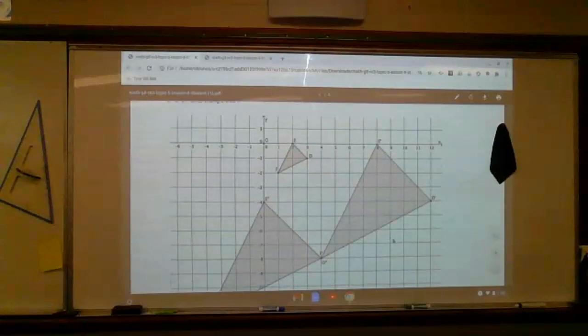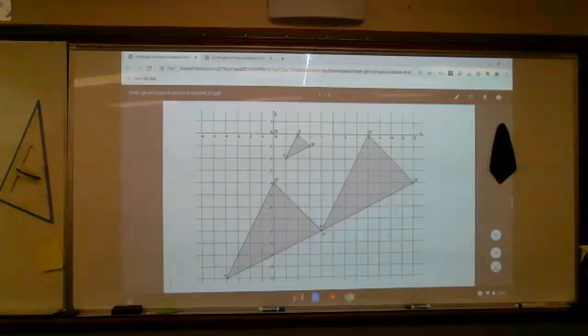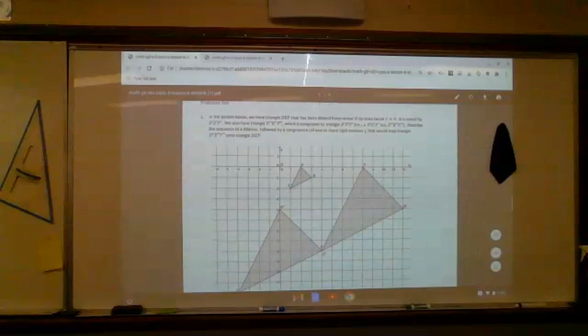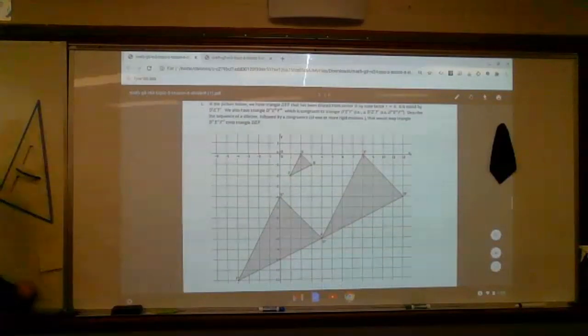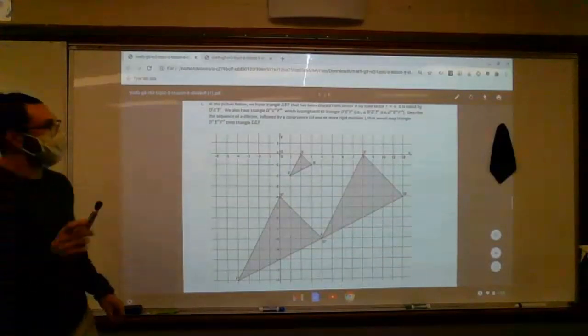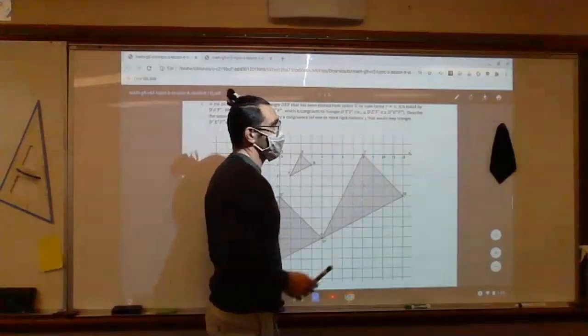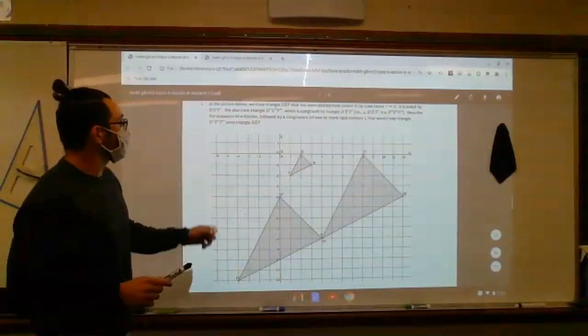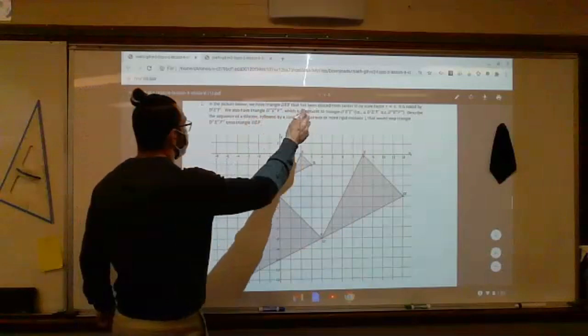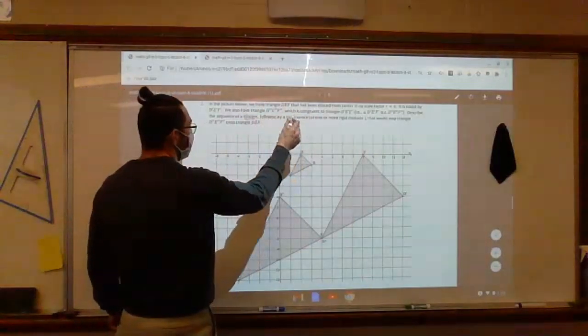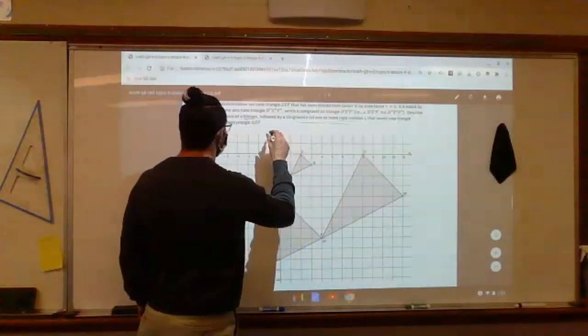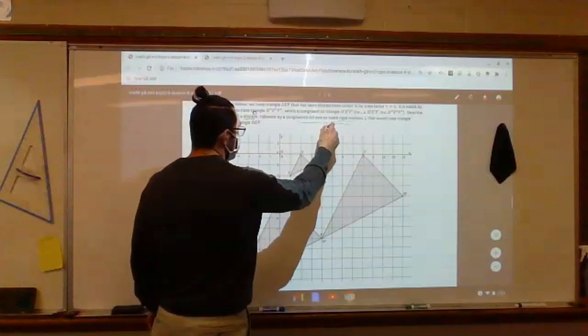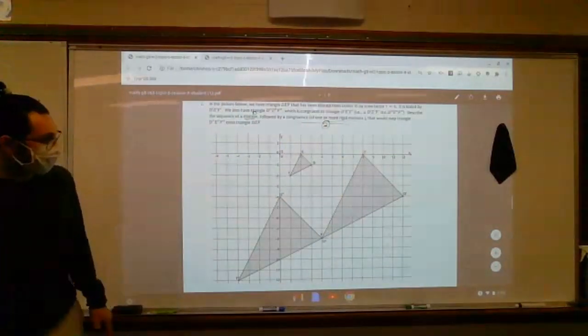Where's my mouse? There it is. Okay. Here's the couple things you need to notice. Scale factor is r equals 4. We are trying to describe the sequence of a dilation followed by a rigid motion. So dilation first, rigid motion second.